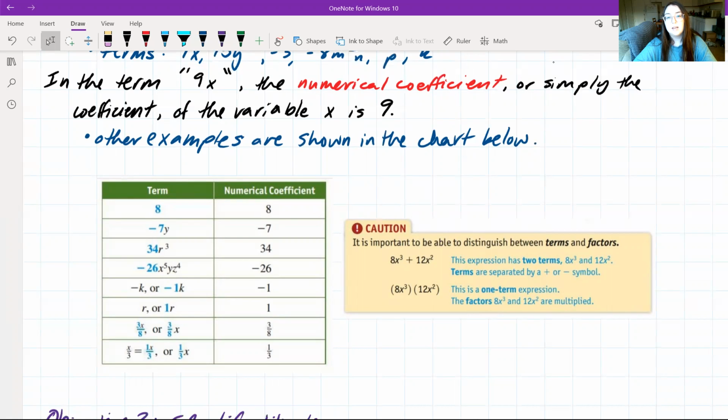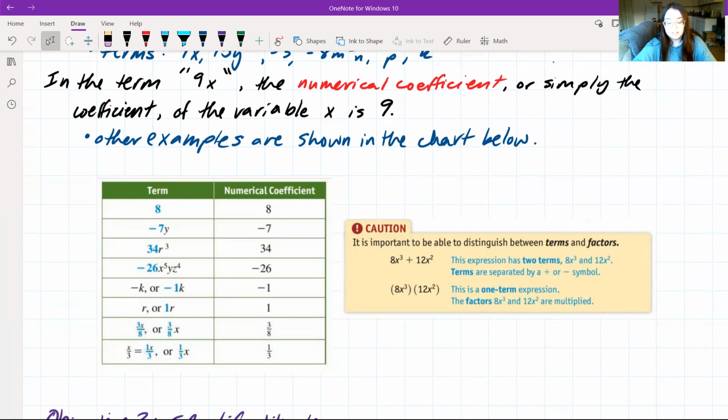So really what you're looking for here is that if you have a number times a variable, whatever that number is going to be your coefficient, not the variable. So in things like when we see -26 times x to the power of 5 times y times z to the power of 4, it's just going to be that number there in the beginning. It doesn't necessarily have to be at the beginning, but it is pretty much just the constant that is attached to a variable. Or if you only have that constant, it is its own coefficient.